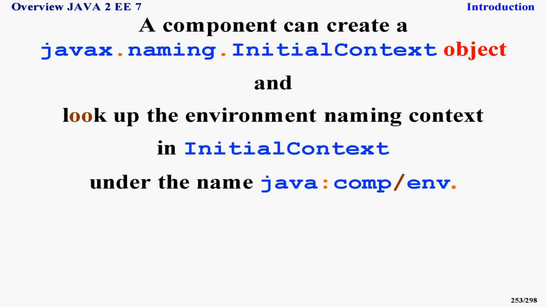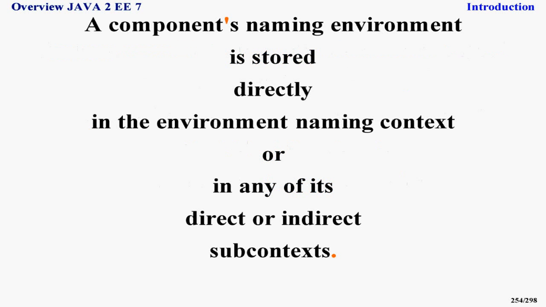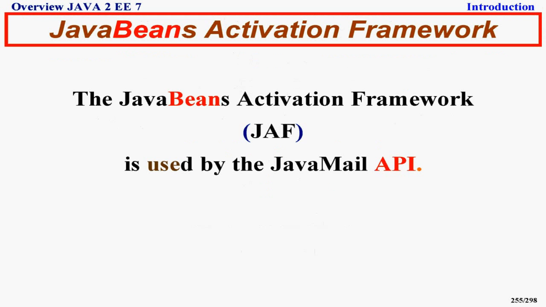A component can create a javax.naming.InitialContext object and look up the environment naming context in InitialContext under the name java:comp/env. A component's naming environment is stored directly in the environment naming context or in any of its direct or indirect subcontexts. JavaBeans Activation Framework. The JavaBeans Activation Framework (JAF) is used by the JavaMail API.